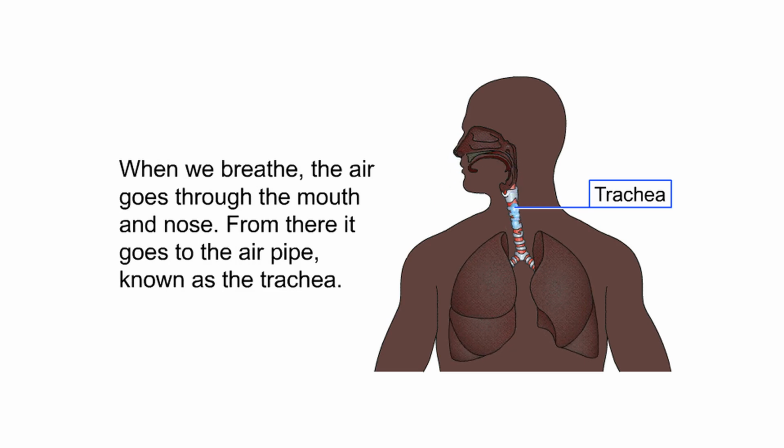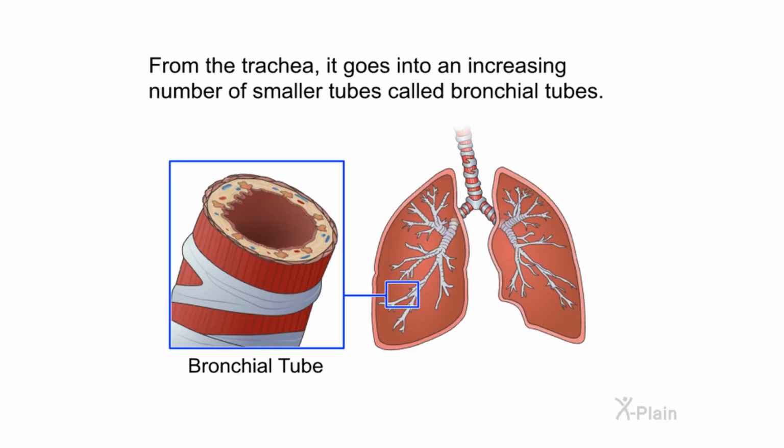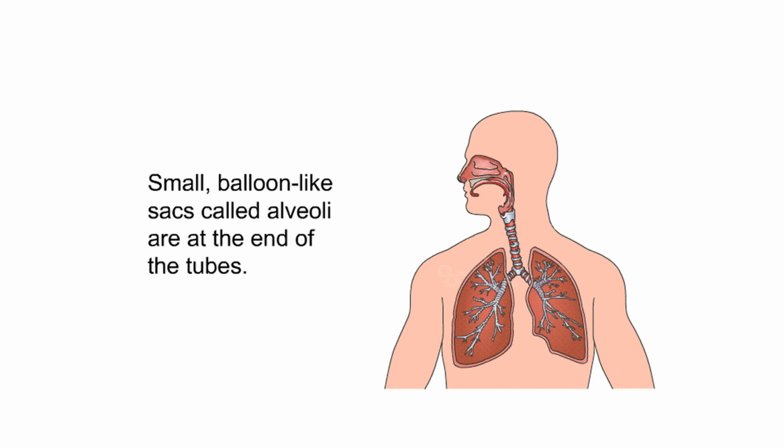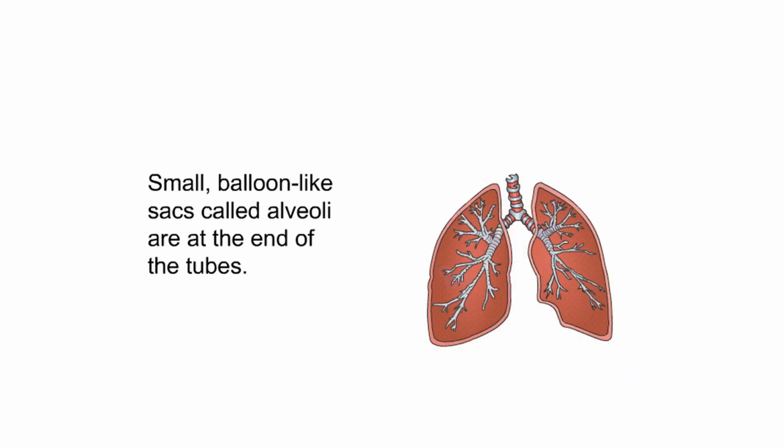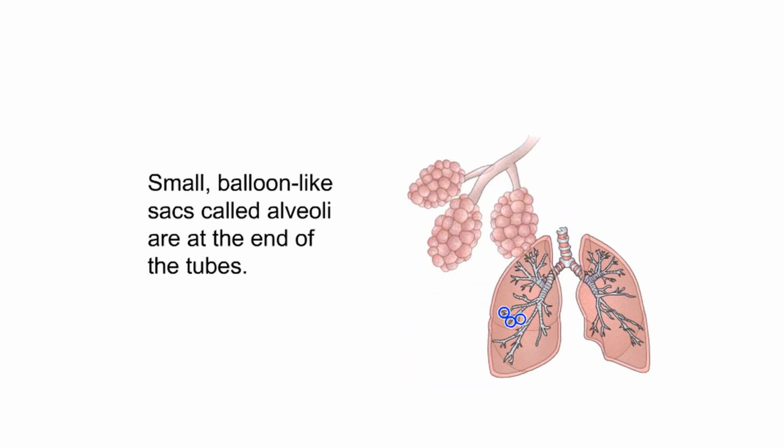When we breathe, the air goes through the mouth and nose. From there it goes to the air pipe, known as the trachea. From the trachea, it goes into an increasing number of smaller tubes called bronchial tubes. Small balloon-like sacs called alveoli are at the end of the tubes.